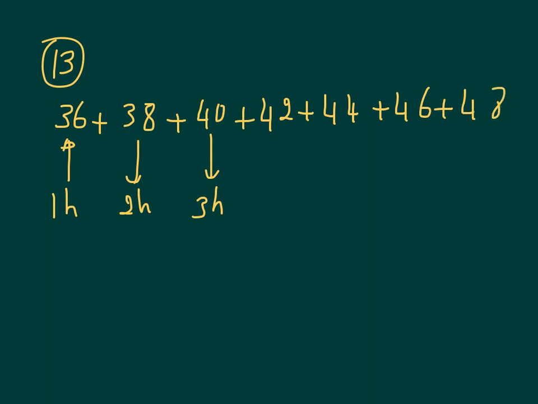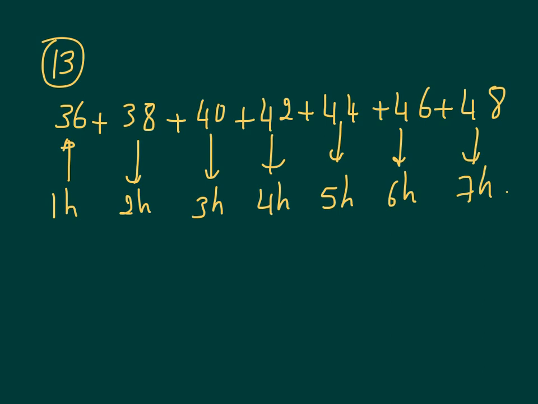And your job is to count to see how many you have. This is the 4th hour, this is the 5th hour, and this is your 6th hour, and this is after the 7th hour. So how many do you have? Go ahead and add them up, and you will get 294.